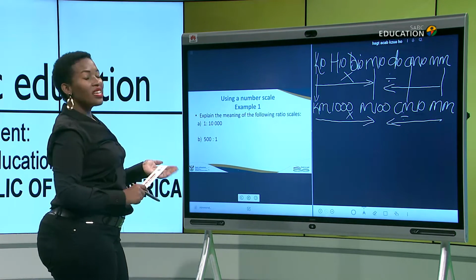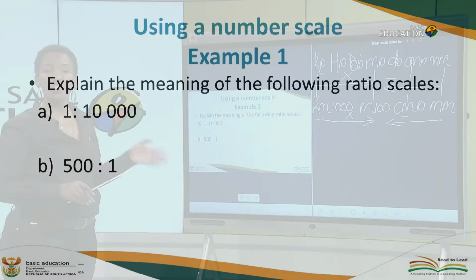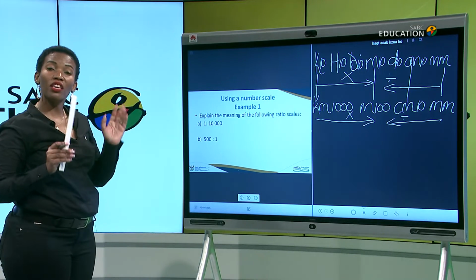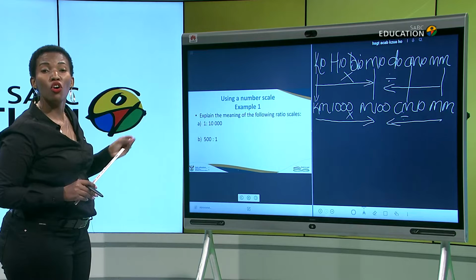And then using a number scale. This is the first example. Explain the meaning of the following ratio scales. Learners, you are always going to get a question like this. When you have a question, especially paper 1, the question on maps and plans, if they've given you a scale, you are definitely going to be asked to explain the meaning of the scale.